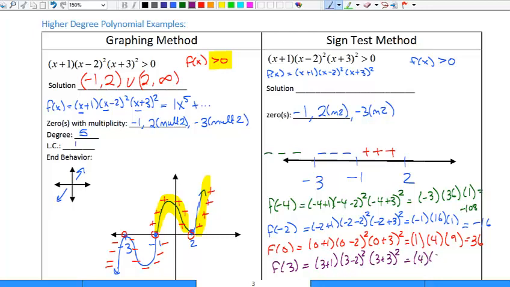Okay, that gets me 4 times 1 squared is 1, times 3 plus 3 is 6, and 6 squared is 36, and 4 times 1 times 36 is 144, which is positive again.